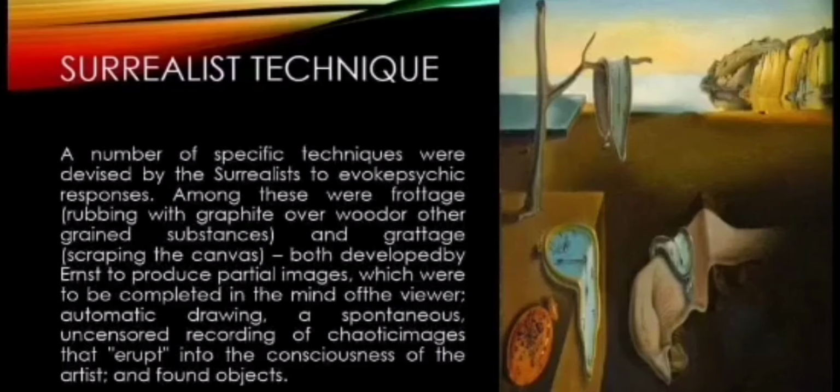Surrealist technique. A number of specific techniques were devised by the surrealists to evoke psychic responses. Among these were frottage, rubbing with graphite over wood or other grained substances, and grattage, scraping the canvas, both developed by Ernst to produce partial images, which were to be completed in the mind of the viewer. Automatic drawing, a spontaneous, uncensored recording of chaotic images that erupt into the consciousness of the artist, and found objects.